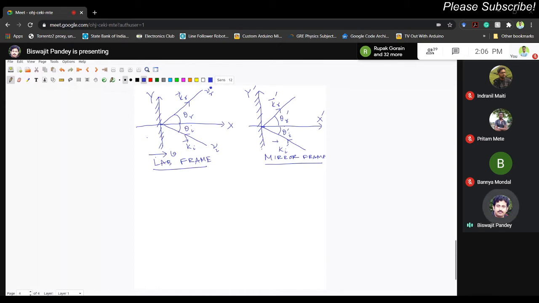Also, you have to calculate what is the reflected frequency. Suppose you know nu I. Somebody told you that nu I is equal to, say, 320 hertz. What will be nu R? You have to calculate that in the lab frame, not in the mirror frame, right? So that is the problem. Is the problem clear to everyone?